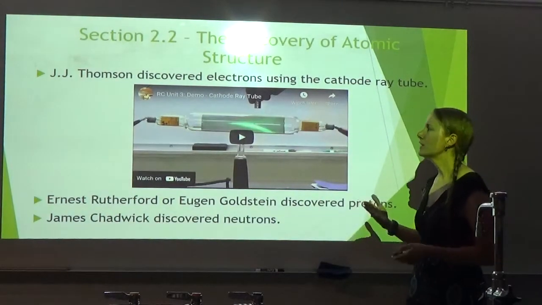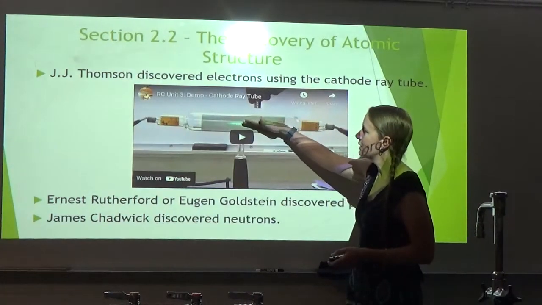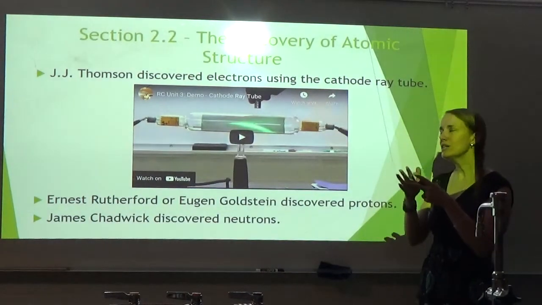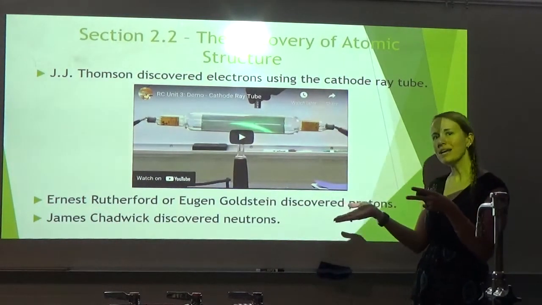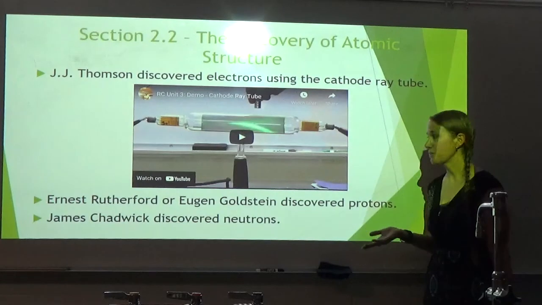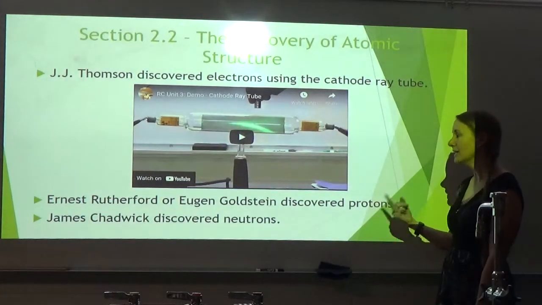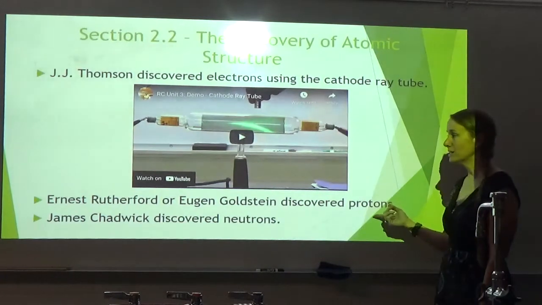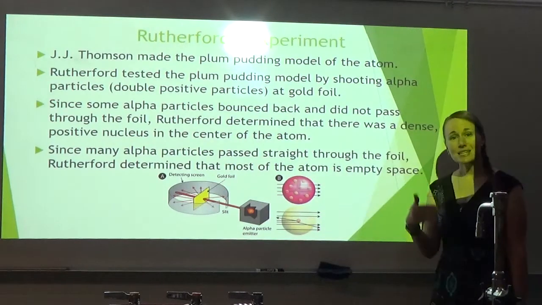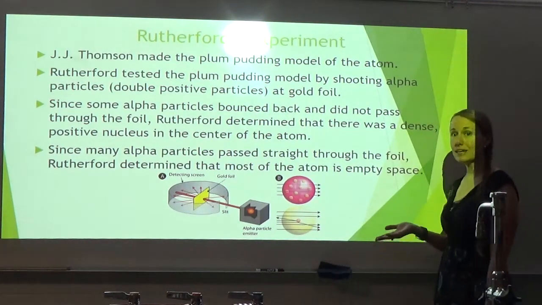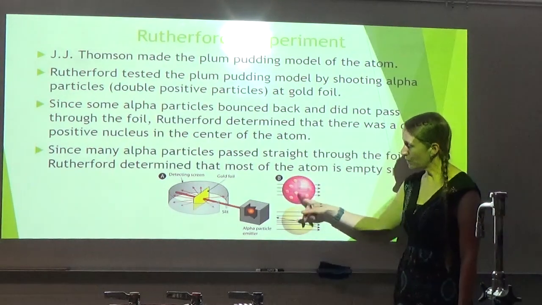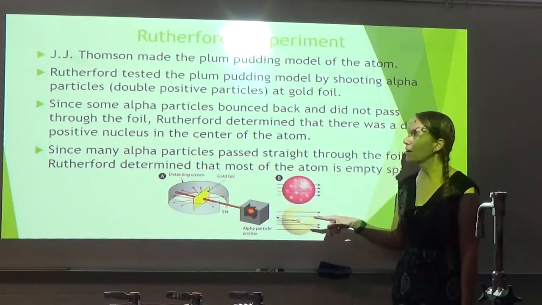So what he found was the cathode ray would bend away from a negative source. So if it's going to bend away from a negative, be repelled by a negative, it must be made of negative particles. And so he called those electrons. Ernest Rutherford or Eugene Goldstein are given credit for discovering protons, and then James Chadwick discovered neutrons. So J.J. Thomson, once he did his cathode ray experiment and determined that electrons existed, he made what we call the plum pudding model of the atom. And it looks like this. It's a large positive area with electrons throughout.